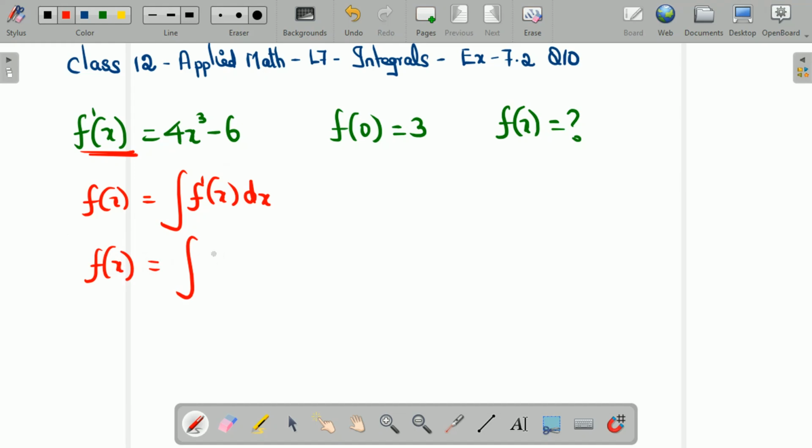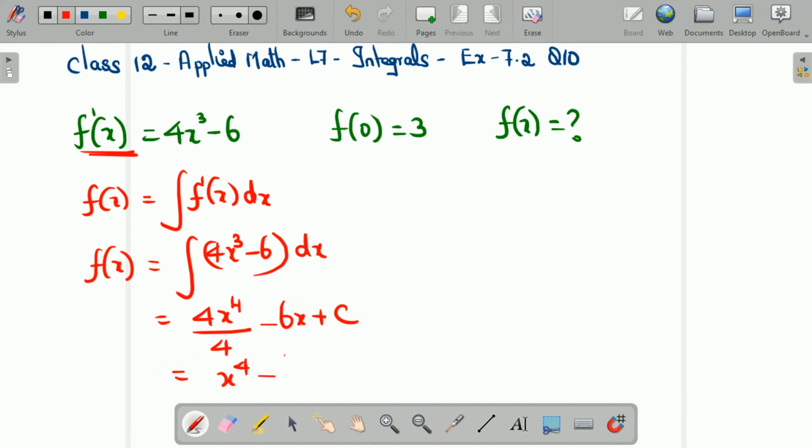So what is f dash of x? It is 4x cubed minus 6 dx. So let's do the integration. This will be 4x power 4 by 4 minus 6x plus c. On simplification, it is just x power 4 minus 6x plus c. So this is f of x.